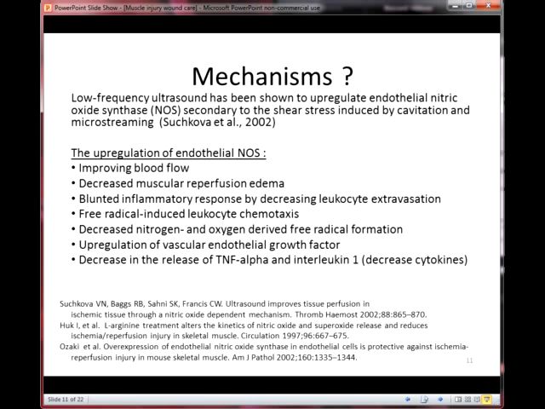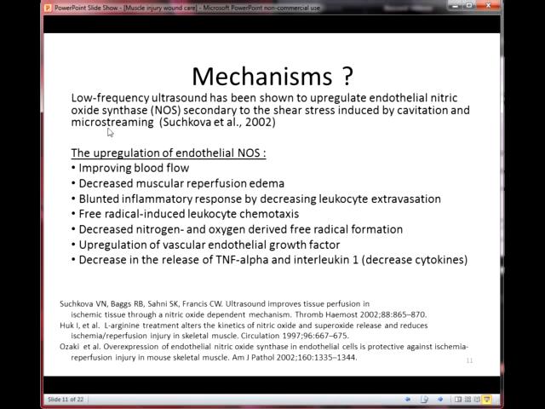Well, as biologists, we're interested in what are the mechanisms behind this as well, and understanding the mechanisms might actually result in new therapies. The idea is that this ultrasound frequency has been shown to upregulate a number of factors, and particularly this endothelial nitric oxide synthase, NOS. And even with shear stress, this can actually increase NOS as well.